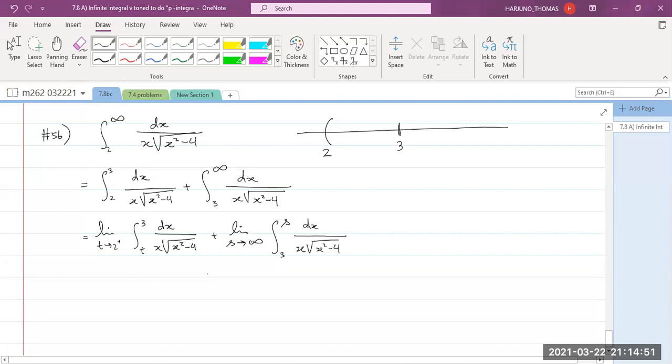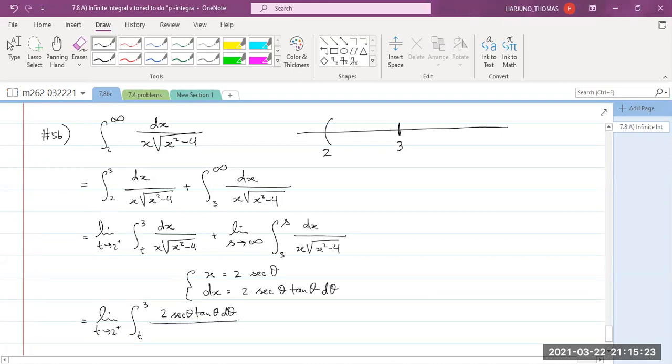I will do substitution. Okay, so x equals 2 secant theta. So dx equals 2 secant theta tangent theta d theta, and it applies to both of them. 2 secant theta tangent theta d theta over my x, which is 2 secant theta. My square root of x squared minus 4 is 2 tangent theta. Oh, they cancel very well.